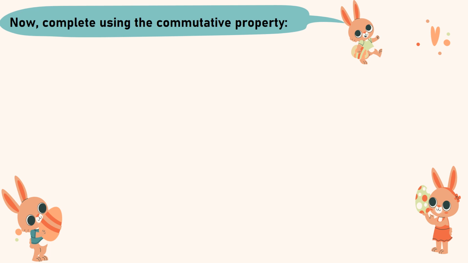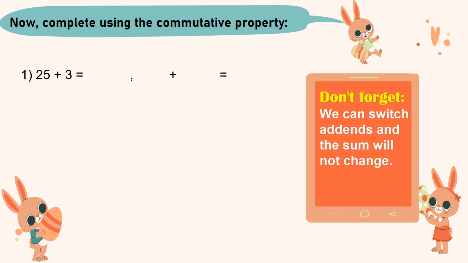Now, complete using the commutative property. Number 1, 25 plus 3. Let's remember our rule. We can switch addends and the sum will not change. So, 25 plus 3, after 25: 26, 27, 28. Now we can switch addends and the sum will not change. So, 3 plus 25 also equals 28.